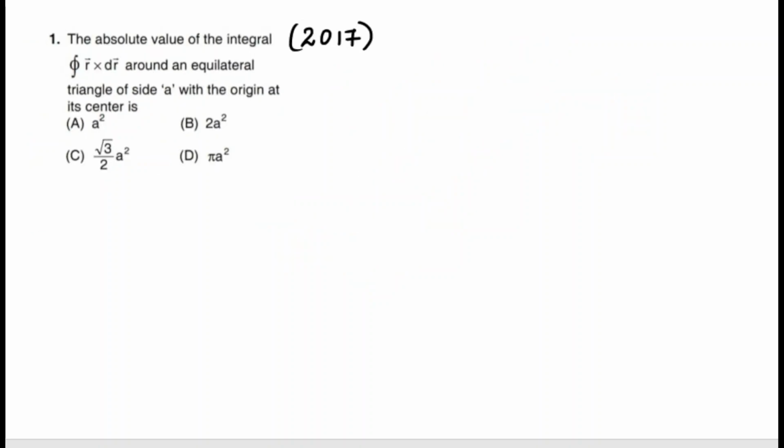Yes, let us proceed to the next question. What does the next question say, which was asked in the year 2017? The absolute value of the integral, that is a closed integral, r vector cross dr vector around an equilateral triangle of side a with origin at its center. Okay, now I want to find the value of this closed integral.